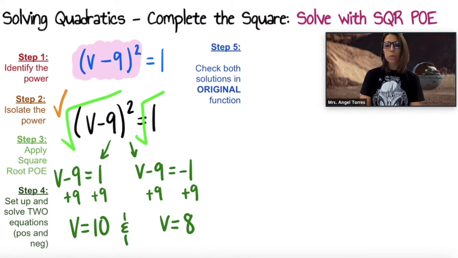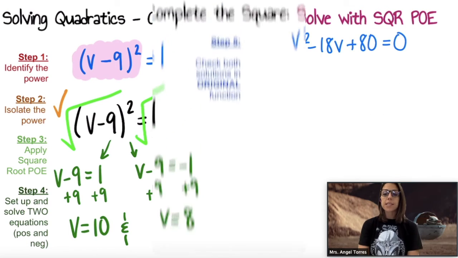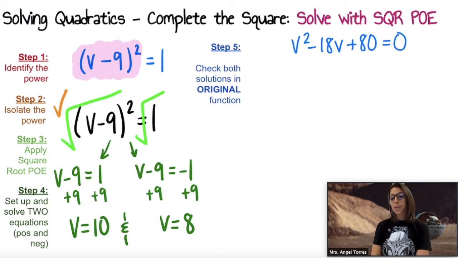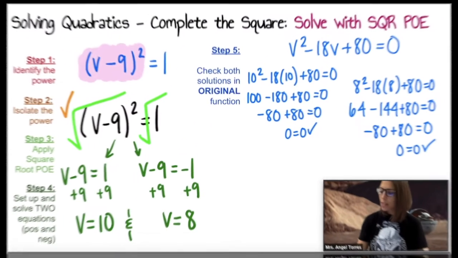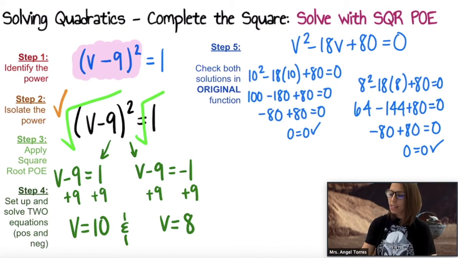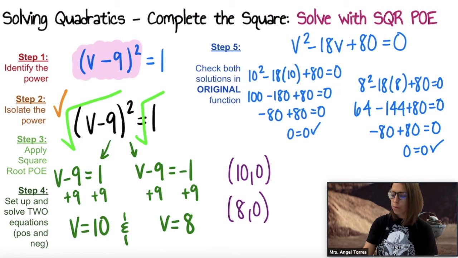Of course, we're never really sure until we check. Since the directions here are to check in the original function, I already went ahead and wrote that out. So that means that this quadratic has two zeros, and they are (10, 0) and (8, 0).